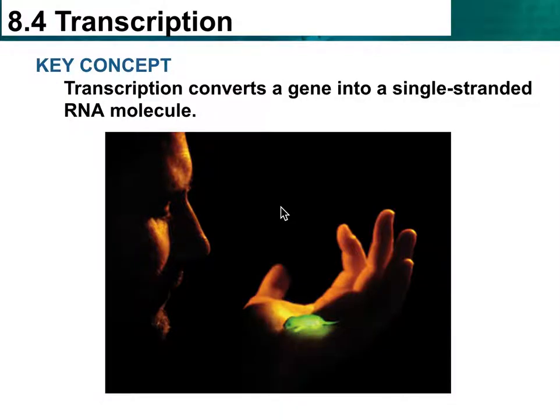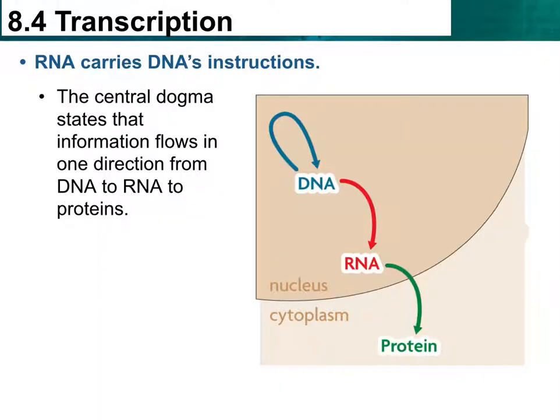Transcription. Transcription converts a gene into a single-stranded RNA molecule. All right, so what we're saying here is that in the nucleus, we have DNA. DNA is stored in the nucleus, as we know. What we just talked about recently was that DNA is replicated. We went through this long description about how DNA gets replicated. Well, now what does it do?